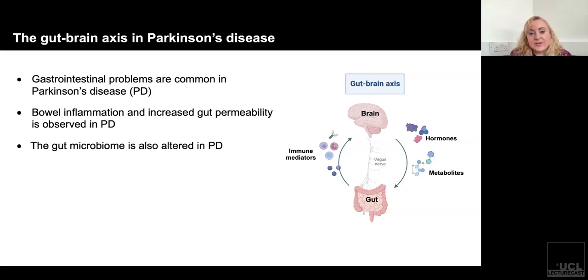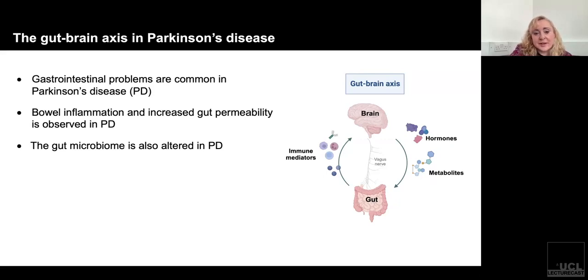And consistent with gastrointestinal symptoms being an almost universal feature in Parkinson's disease patients, intestinal inflammation and increased gut wall permeability have been shown to occur in Parkinson's disease. Moreover, numerous studies have shown that there are alterations in the gut microbiome in Parkinson's disease patients compared to healthy controls. The communication between the gut and the brain, the so-called gut-brain axis, is likely complex and mediated by direct neuronal communications, but also by systemic mediators such as immune, hormonal, and metabolic mediators.